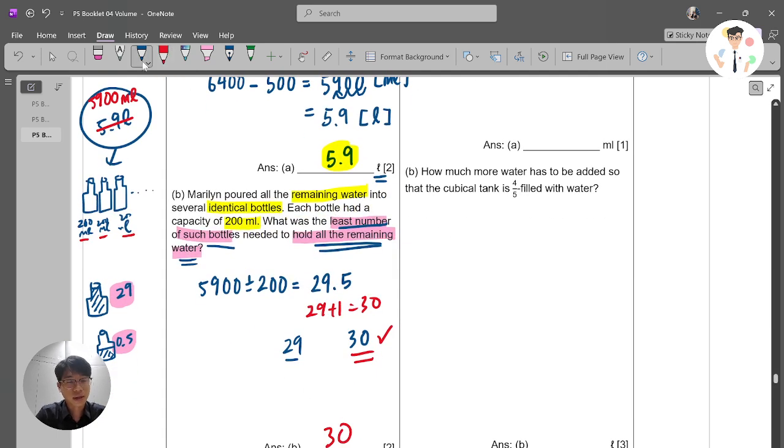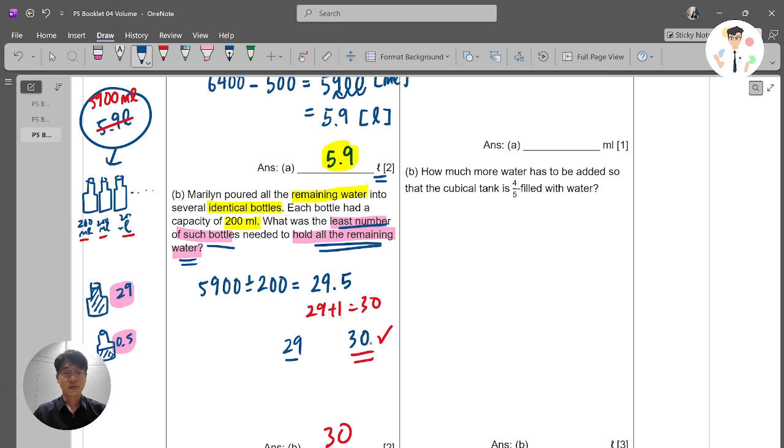Again, it is not about rounding off. Like, teacher, 29.5 rounded off is 30. No, no, no, this is not about rounding off. It's about the question. If I say I want the bottles that are full 200 ml, then it will be 29. But if I say the number of bottles being used, then it will be 30. Even the half-used bottle is used as well, right?